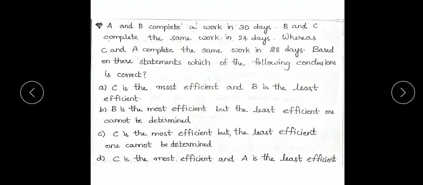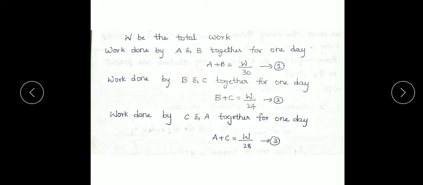For knowing that, let us think that W be the total work. So work means it would have some amount of work. We are taking that amount to be W for the simple case. So W be the total work.